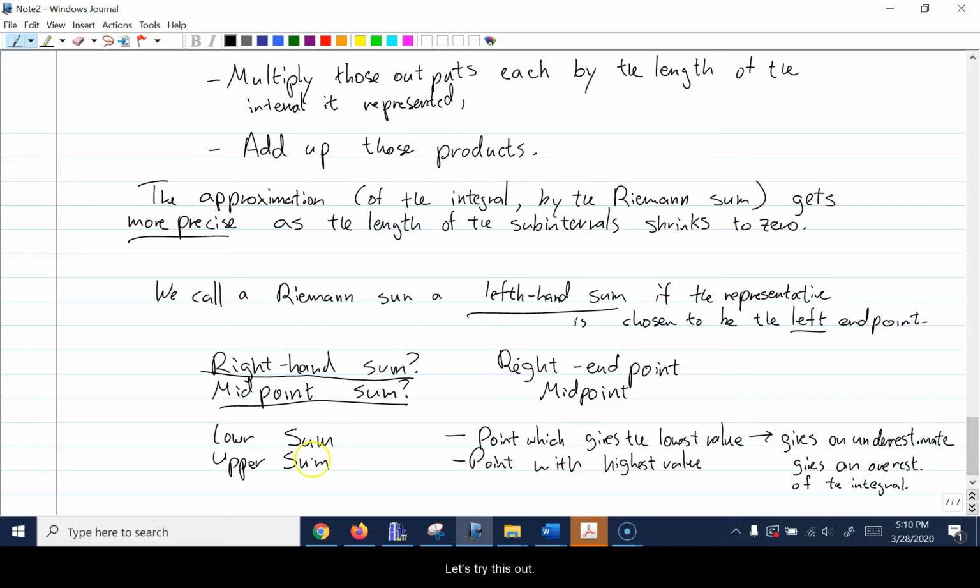Let's try this out. Let's do an example. Let's estimate the integral from 1 to 5 of 1 over x squared dx. Actually, we should talk about this notation before we do an example of estimating.